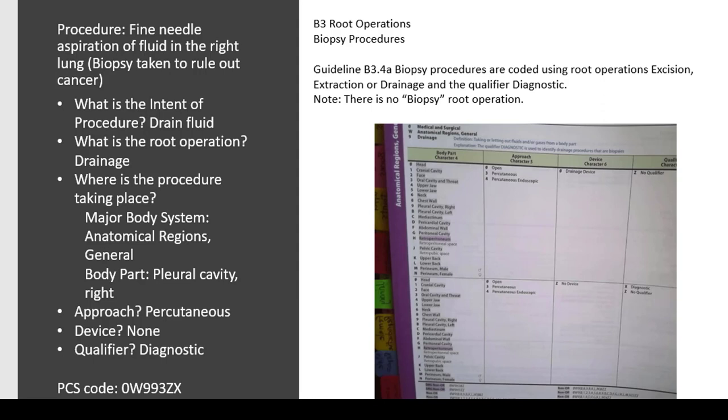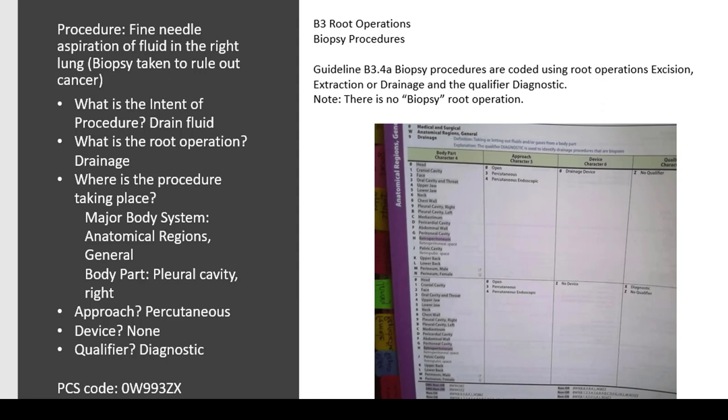Where is it taking place? This is another one of those tricky ones, but when you are draining fluid, you're not actually going into the lung, so it's not part of the respiratory system. You are actually draining fluid from the pleural cavity, and our procedure tells us it was on the right lung, so you're going to go into the pleural cavity on the right. The approach is percutaneous. Device none, qualifier diagnostic, and there's your code.